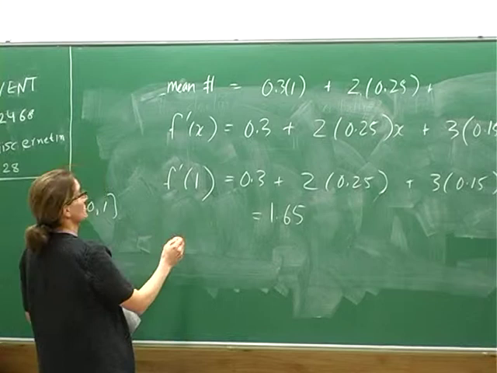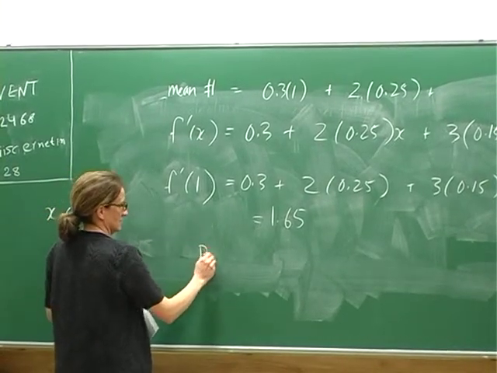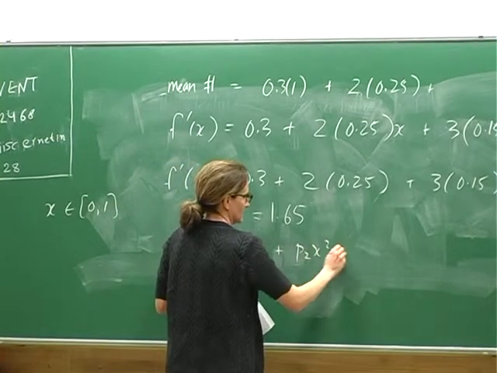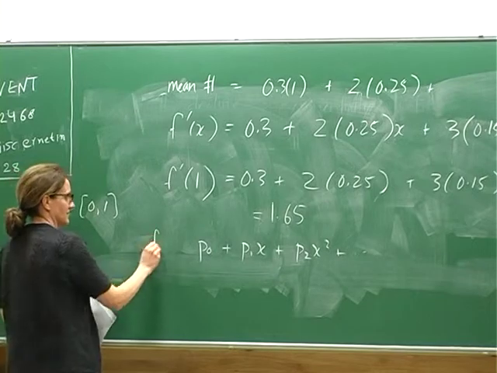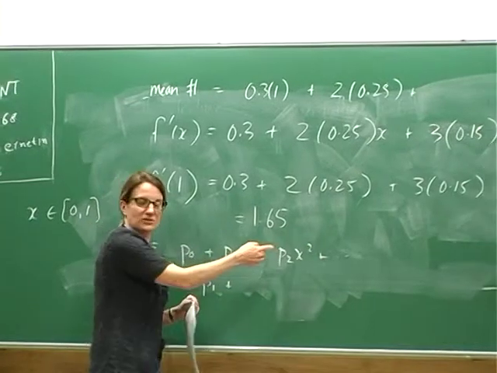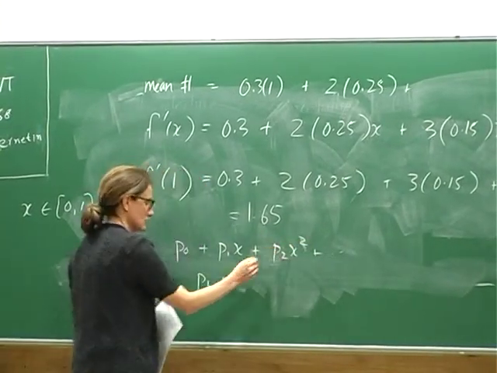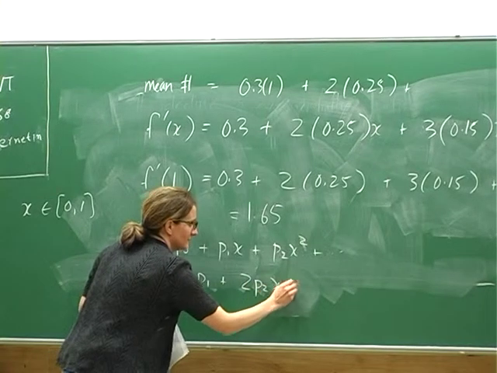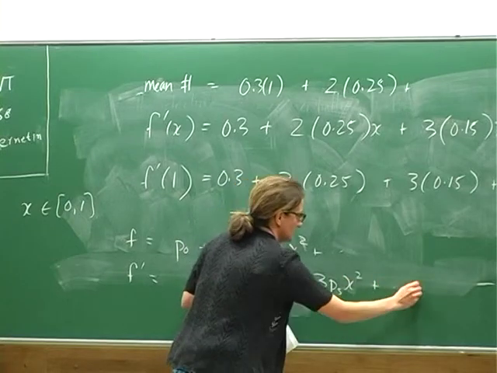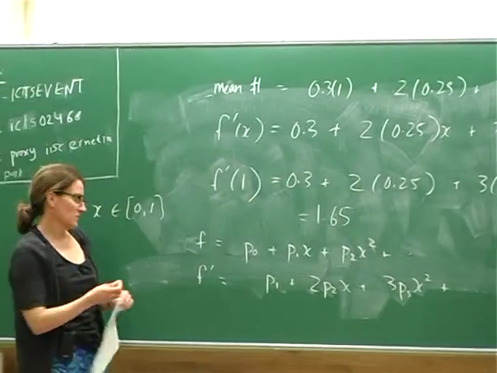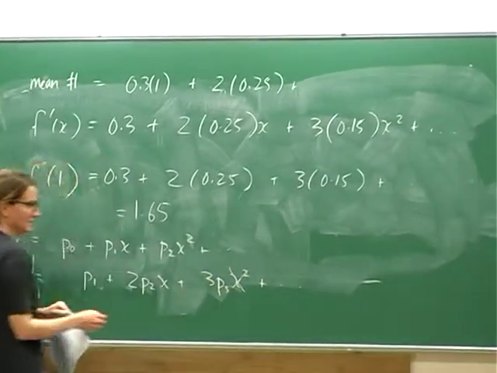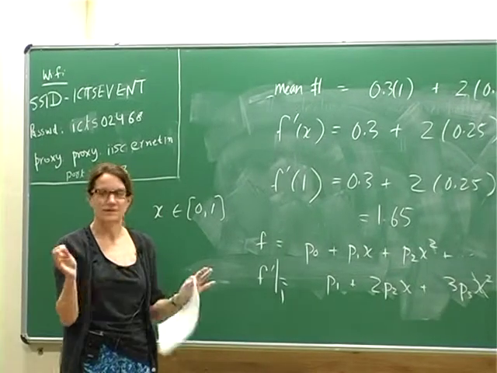And we can do it symbolically to show that it's always going to be true. Because we have P0 plus P1x plus P2x squared. Then F prime is going to give us P1. And differentiation magically takes this 2 and puts it down here where we need it. 2P2x, 3P3x squared. And then evaluating at 1 gets rid of all these x terms conveniently, and we're left with the average number of offspring for any PGF.